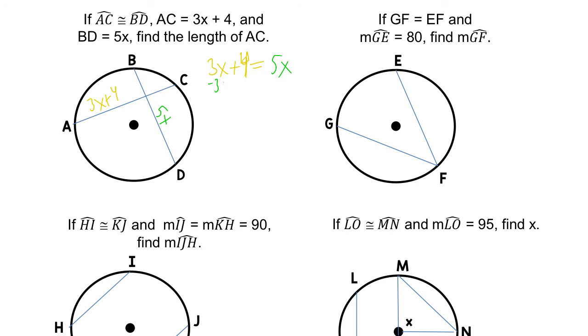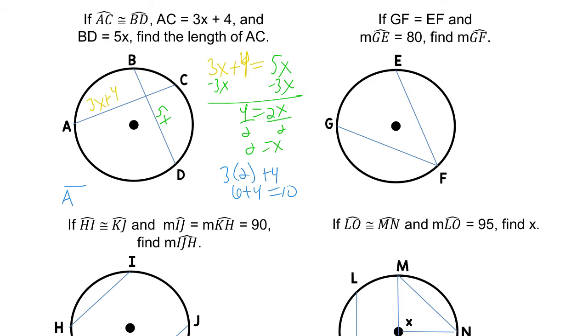So we subtract that 3x, and 4 is equal to 2x. Divide by 2, that means x is 2. We need to find AC, so we plug that into our expression for AC, and we get 3 times 2 plus 4. That's 6 plus 4. That's 10. So chord AC is 10 units.